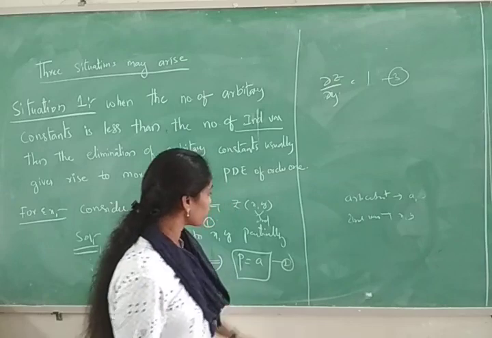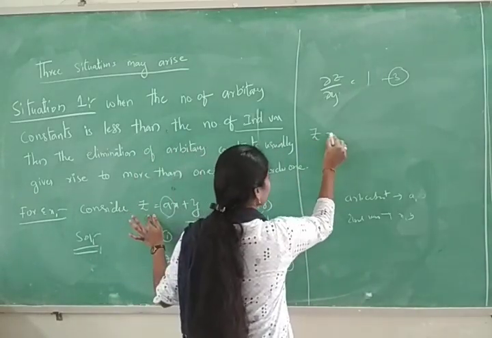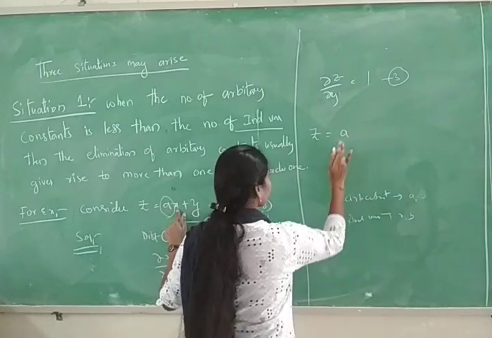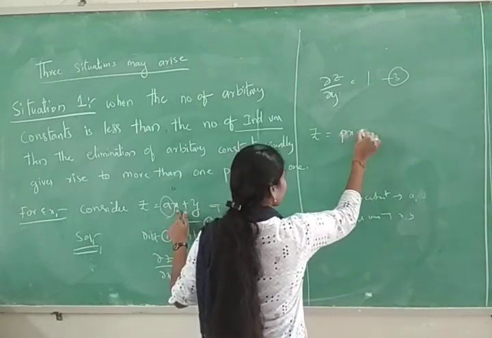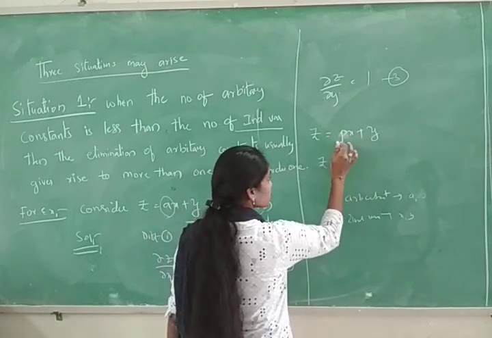Now we have to substitute equation 2 and 3 in 1, right? This is now z is equal to ax plus y. What is the value of a? p. So z is equal to px plus y.